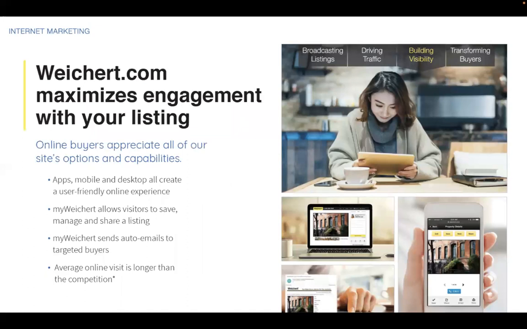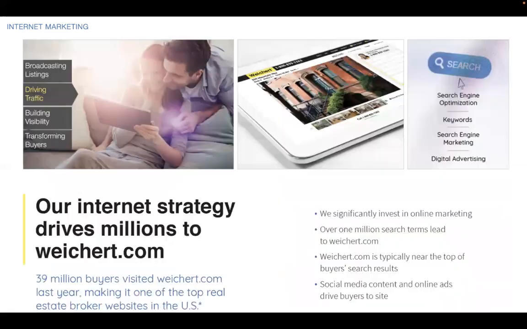Again, Weichert.com will maximize engagement with the listing, because of all the things that are built into it. If you look at our website compared to many of the major national players' websites, ours is better. It's been redesigned more recently. And we have Weichert.com, we have your personal website, which you can tell them about. We also have WeichertProperties.com for New York City. All those websites might have a little bit of clunkiness in some respects, but generally they're better than our competition's websites. So period, it's going to maximize engagement with their listing.